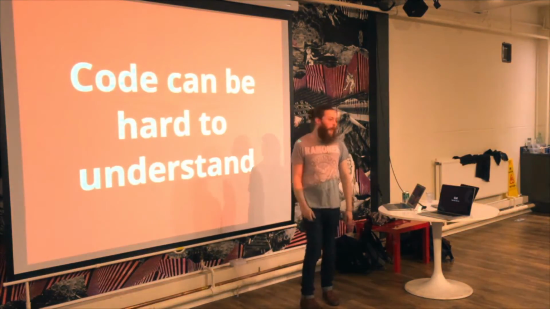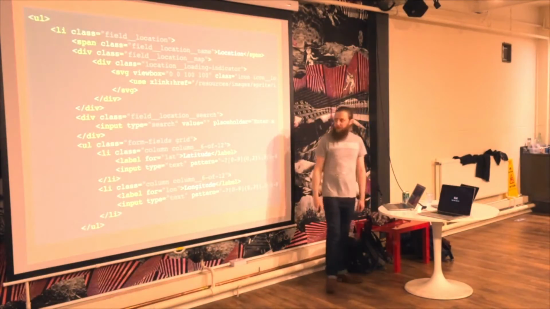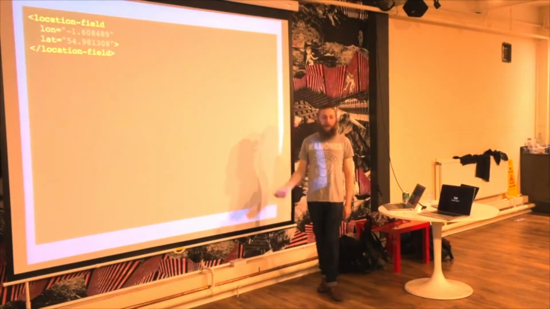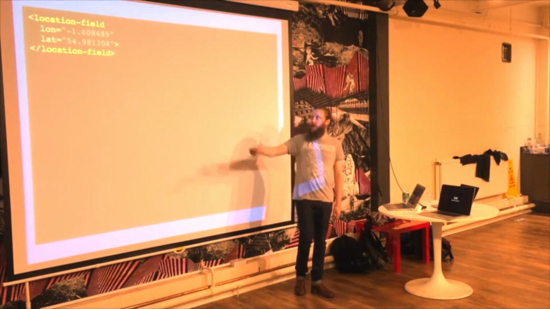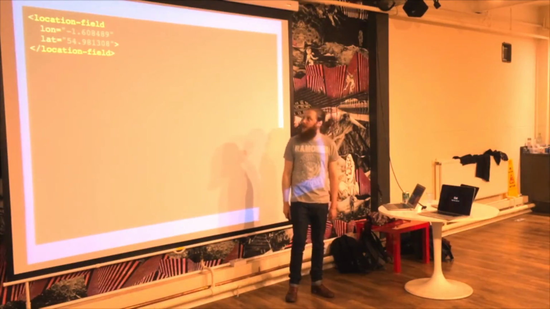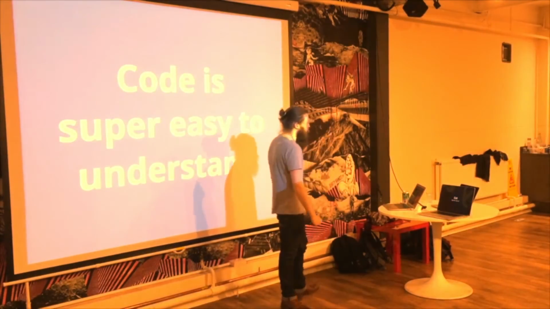So previously code could be hard to understand. Again, back to this. This was hard to understand. It's now this. It's pretty easy, to be honest. You know exactly what's going on there. If you're passing along, it'll change along. You're passing the lat, it'll change the lat. It's really straightforward. It's super easy to understand now.